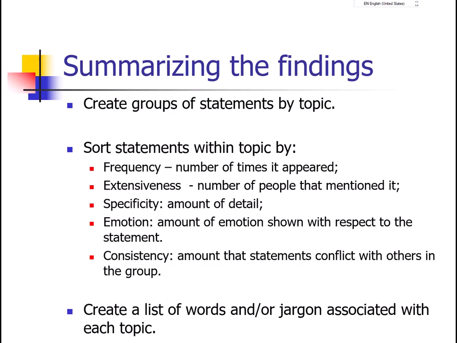Once the data has been categorized and reviewed, the next step is to summarize the findings by grouping statements according to their topics. Within each topic, statements should be sorted by frequency, extensiveness, emotion, and consistency. Additionally, researchers should compile a list of words and jargon associated with each topic. This summary provides a clear and organized representation of the key themes and findings from the focus group, which can be used to guide survey development.